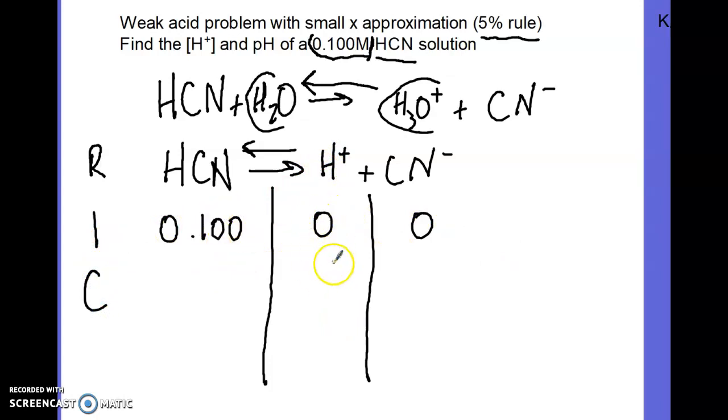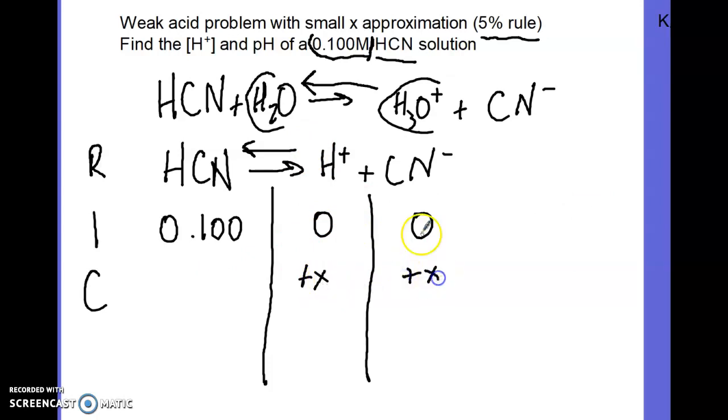So this is going to go up by some amount because for every one of these, they're going to have one of these dissociated and one of these. So this is going to go up by some amount. That's your unknown, how much this is going to dissociate. That's what we're trying to find. So it's going to change by plus x.